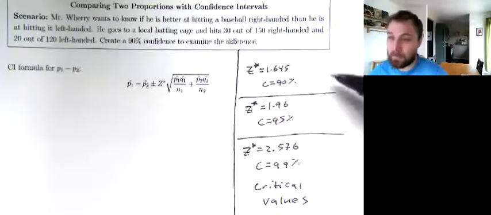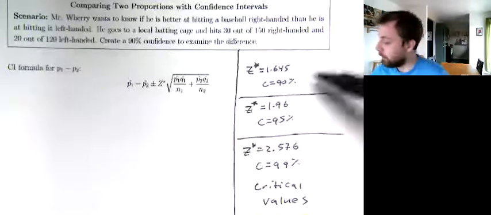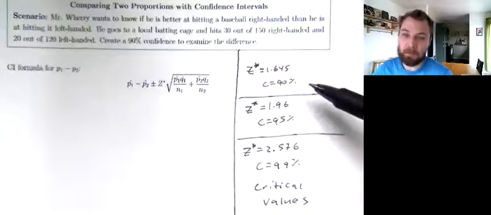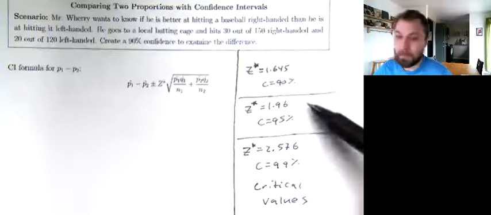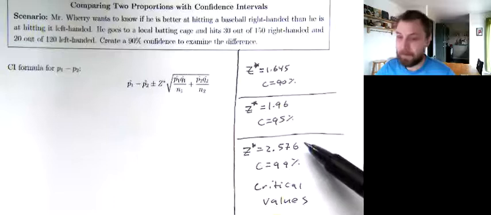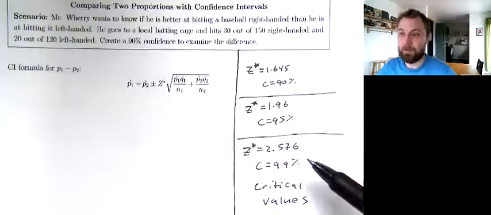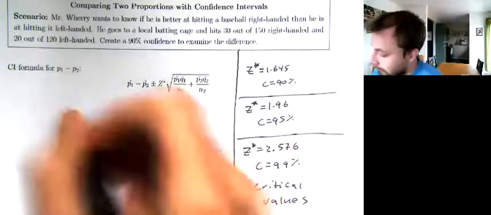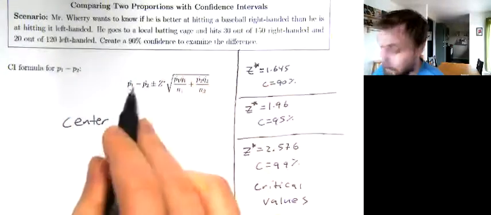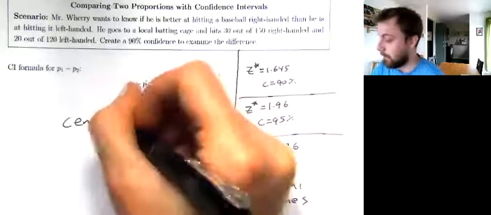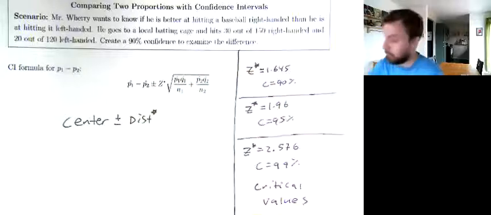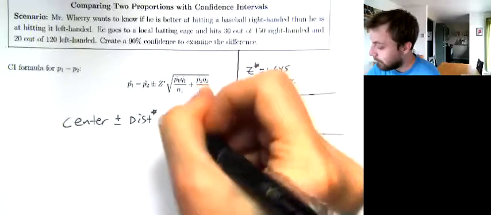I'm using the same critical values as before, so a Z star, a critical value of 1.645 if I want to be 90% confident. I'm using 1.96 if I want to be 95% confident. I'm using 2.576 if I want to be 99% confident. Every confidence interval has kind of the same setup to it where I have the center. In this case, my center is P1 hat minus P2 hat, plus or minus whatever distribution I'm using, that critical value, multiplied by the standard error.